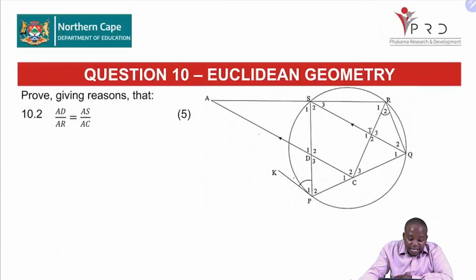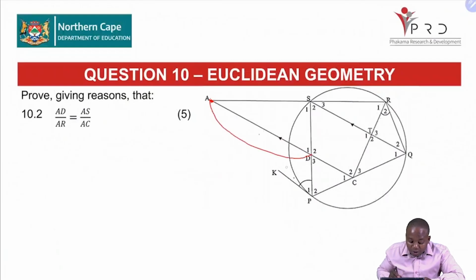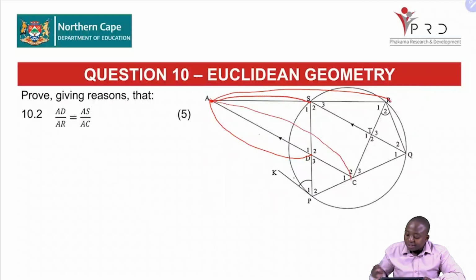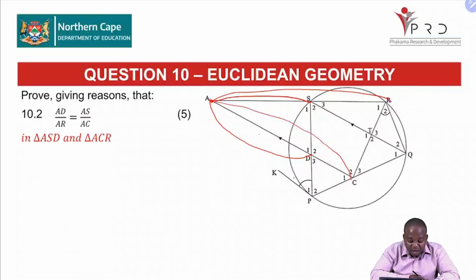Prove, given reasons, that AD over AR, so it's AD over AR, is equal to AS all over AC. So that is what we are trying to work with. So that's what we're doing here. We are trying to work with proportionality. How do we say that?